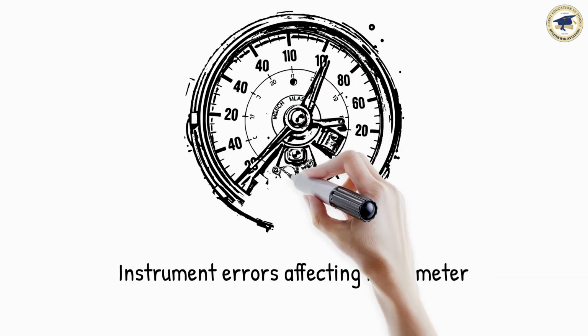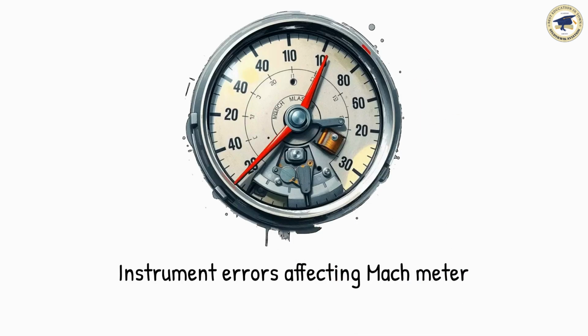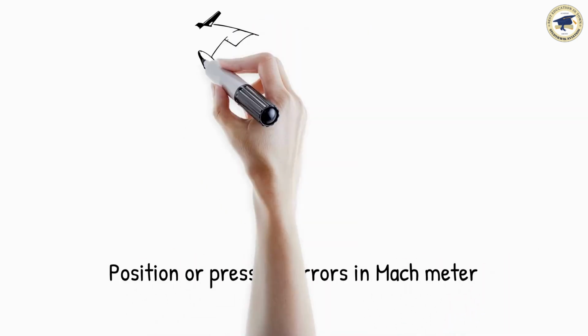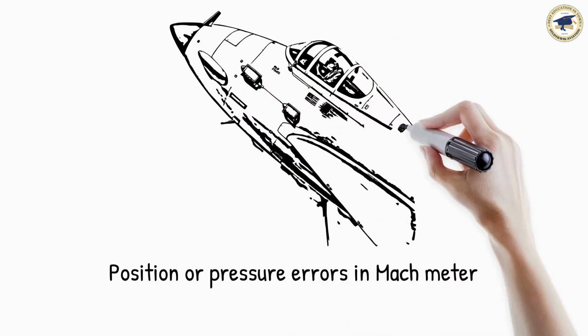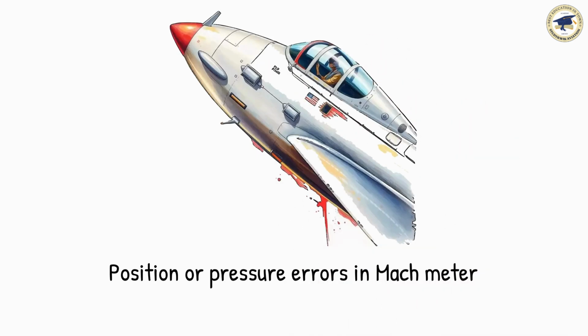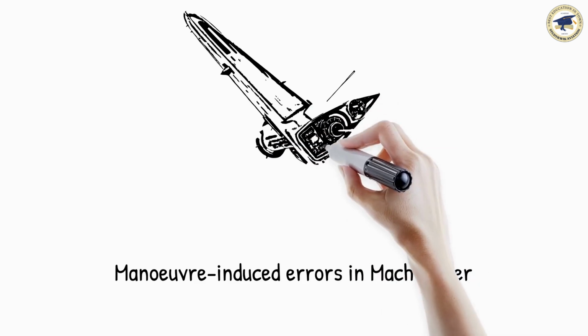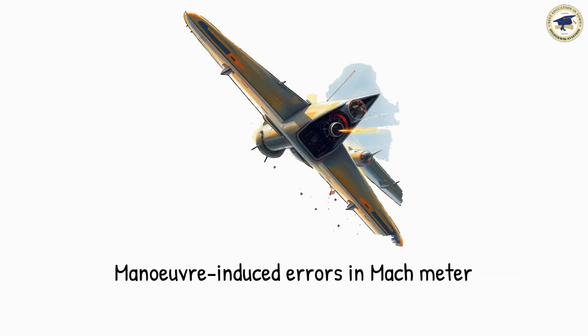Now let's look at some of the errors that can affect the Mach meter. The first is instrument error. This occurs because of small imperfections in manufacturing, tiny amounts of friction, or even play in the linkages inside the instrument. The second is position or pressure error. This happens because the pitot and static ports are placed in locations on the aircraft that may experience turbulence or disturbed airflow, especially at certain angles of attack. Another type is maneuver-induced error. When the aircraft suddenly changes attitude, the airflow around the sensors may temporarily fluctuate, giving a slightly inaccurate reading.